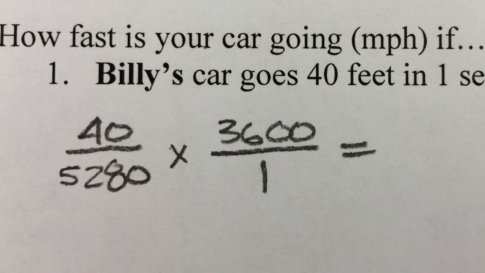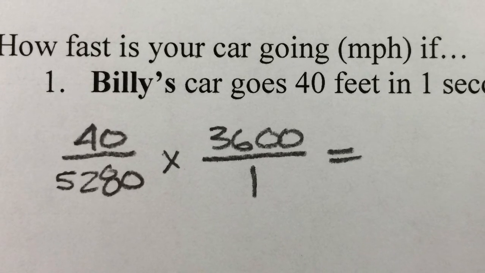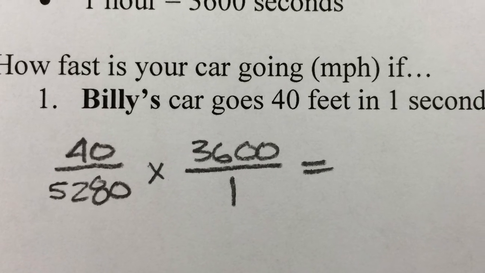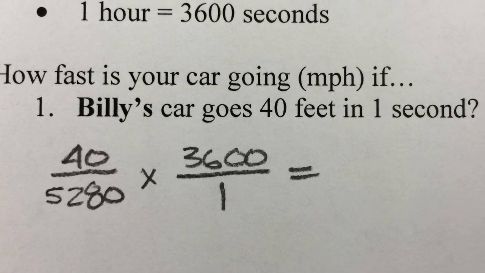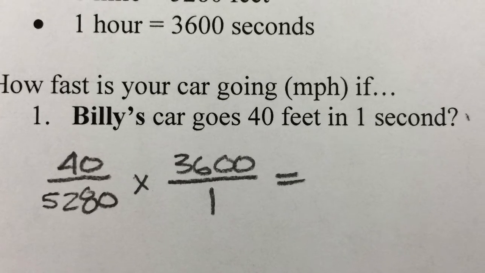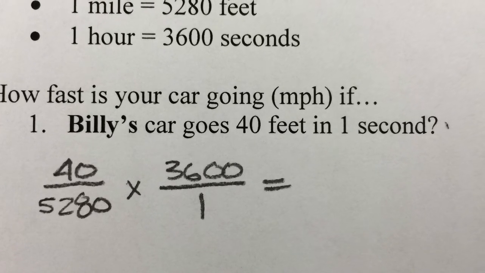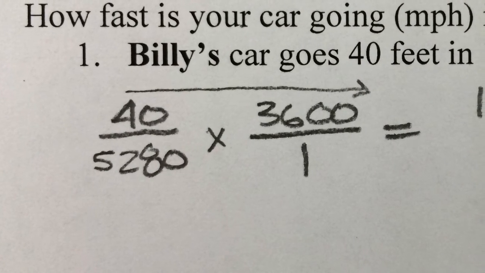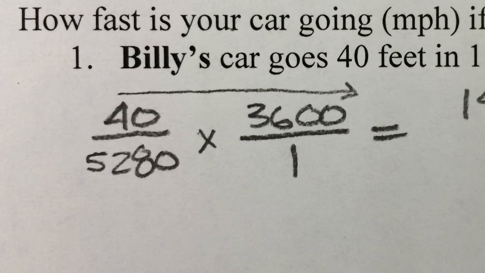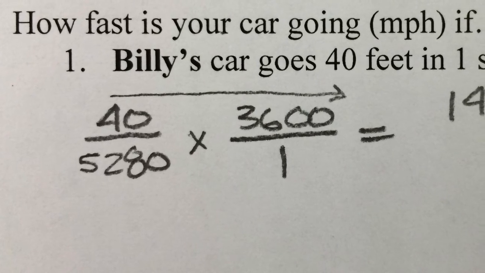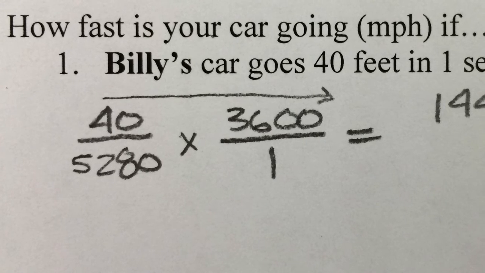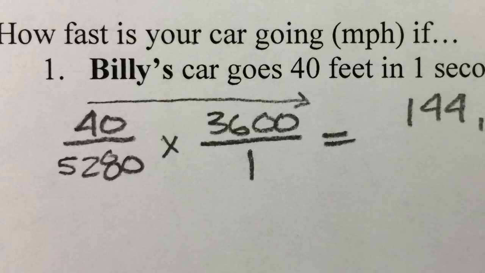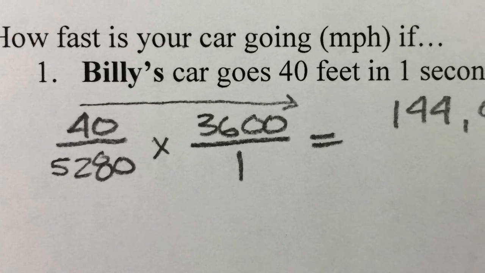Now remember from last time, when we're multiplying fractions, now I haven't plugged anything into the calculator yet. We're just writing this down, showing our work and setting things up. But what we're going to do is we're going to start with multiplying straight across the numerator values. So 40 times 3,600. Plug that into your calculator. Then write out the answer there. Should be getting 144,000.